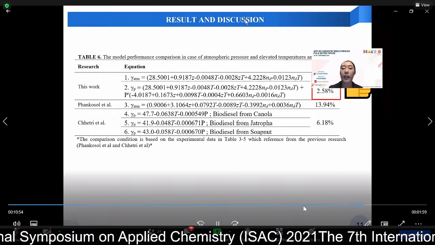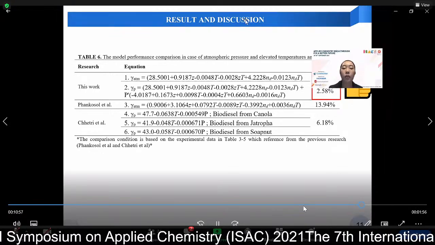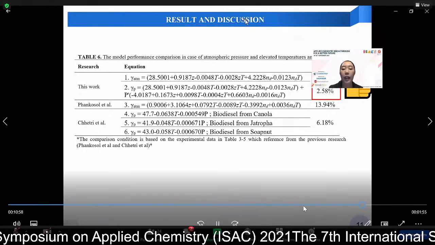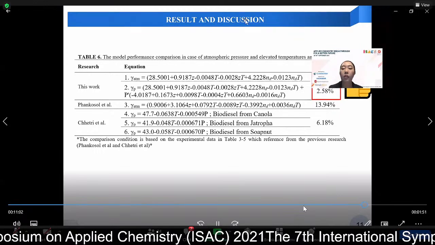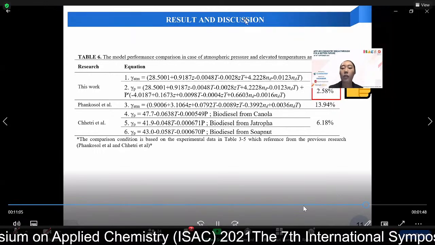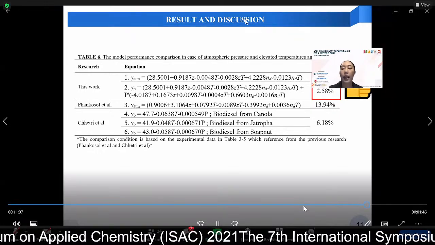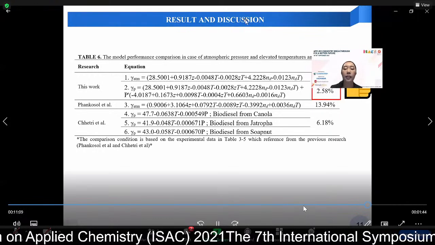13.94% and the overall percent AAD equal to 2.58% at evaluate temperature and pressure, which is lower than the result in Shehetri et al., 6.18%, in Table 6.